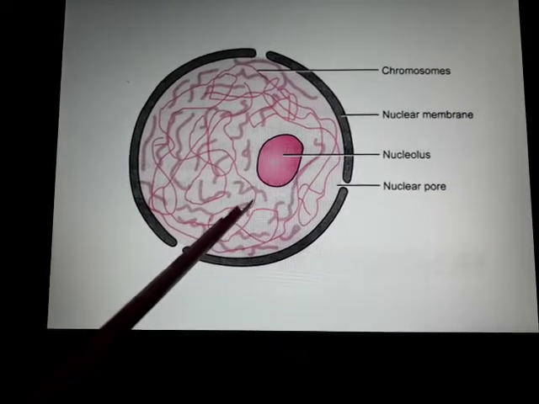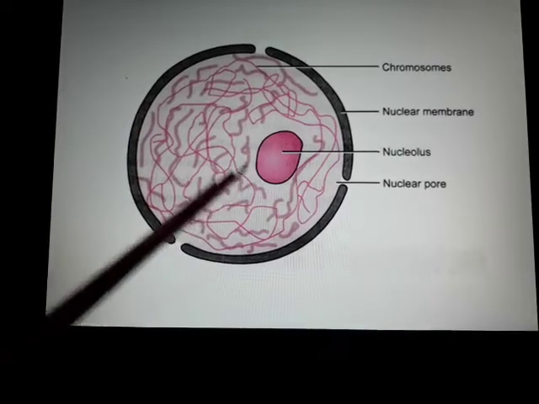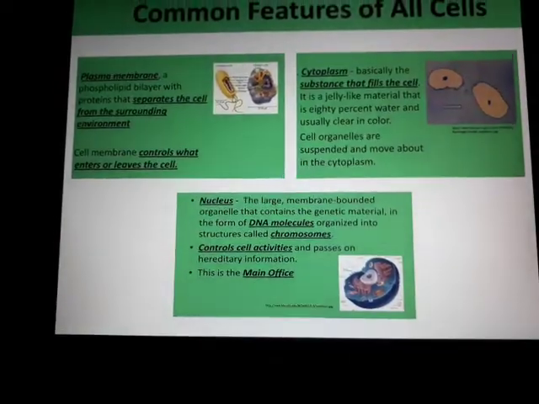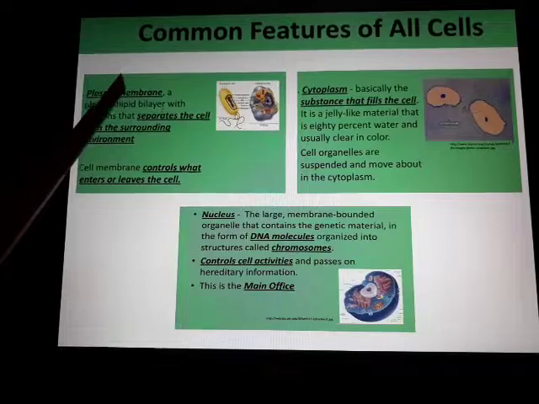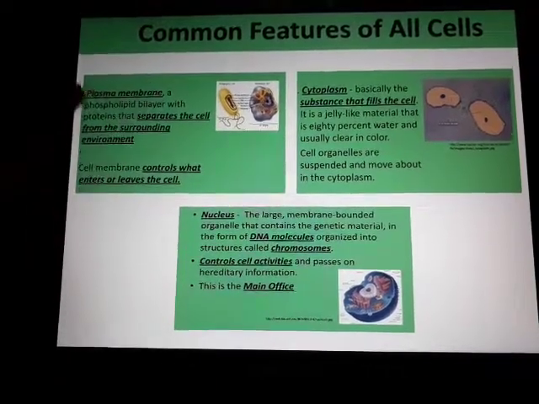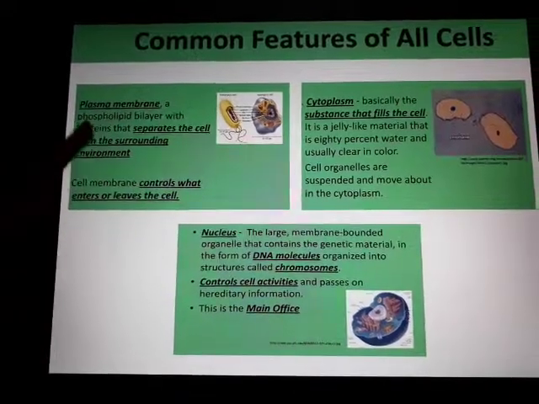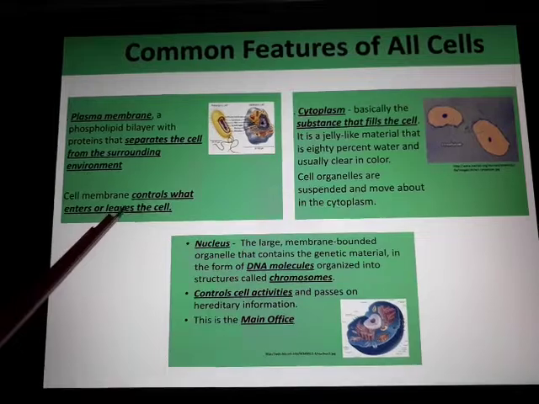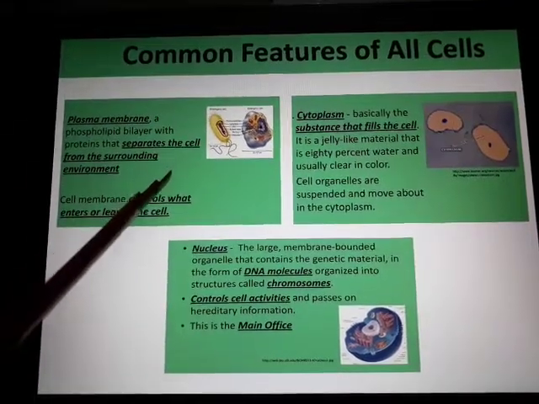So children, these are the three basic parts we studied today. To conclude, what are the basic things we have studied? The common features of all cells are: number one, the plasma membrane or cell membrane, which is a phospholipid bilayer with proteins that separates the cell from the surrounding environment. The cell membrane controls what enters and leaves the cell. Therefore, it is called a selectively permeable membrane.